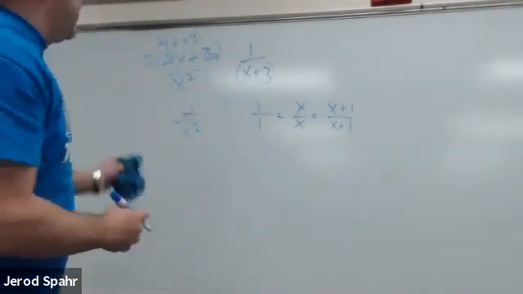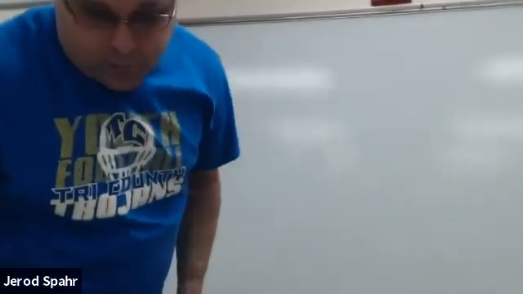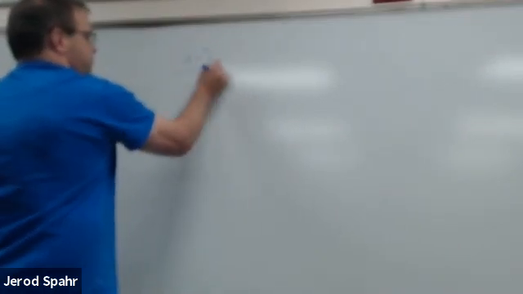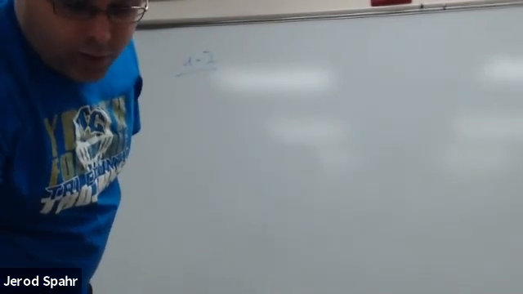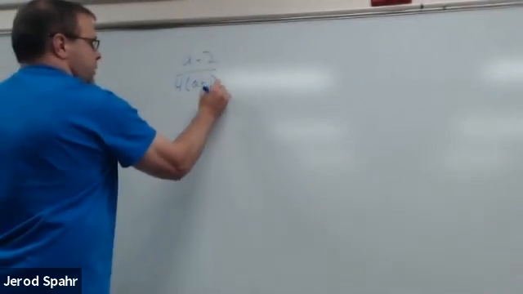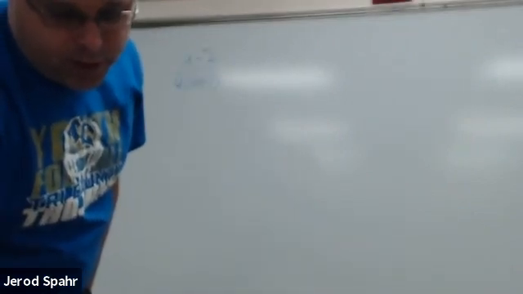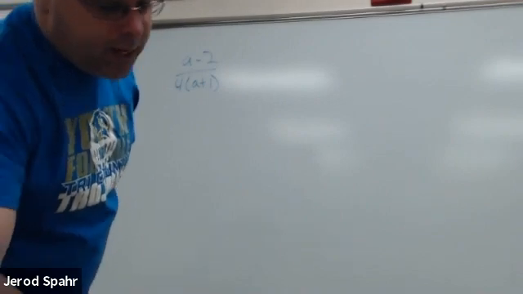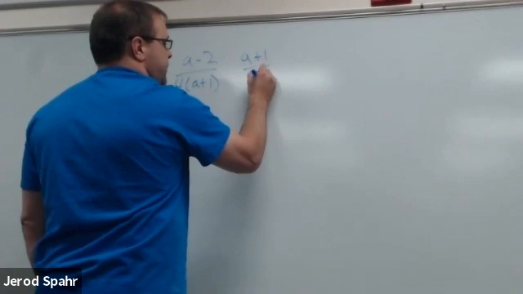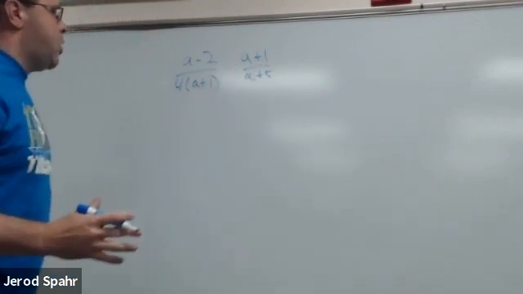Here's another example. Example B. Example 4b, a minus 2 divided by 4a plus 4. I'm going to simplify that right away, right out of the gate. Divided by, which we know is reciprocate and multiply, a plus 1 divided by a plus 5. And I reciprocated and multiplied.